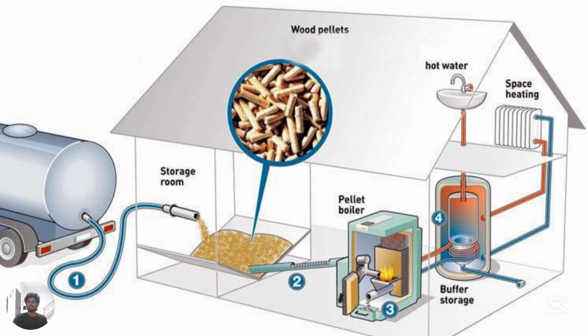This shows how a heating system works in a household. First, wood pellets are delivered by a truck and blown into a storage room. These pellets act as the fuel source. Next, the pellets are fed automatically into the pellet boiler, where they are burned to produce heat. This heat is transferred to a buffer tank, which stores hot water. From the buffer tank, hot water is supplied to two places: the tap for domestic use and the radiators for space heating inside the house. The system is efficient because it uses renewable biomass pellets, which produce far less carbon emissions compared to fossil fuels. It also operates automatically, making it convenient and reliable for home heating.